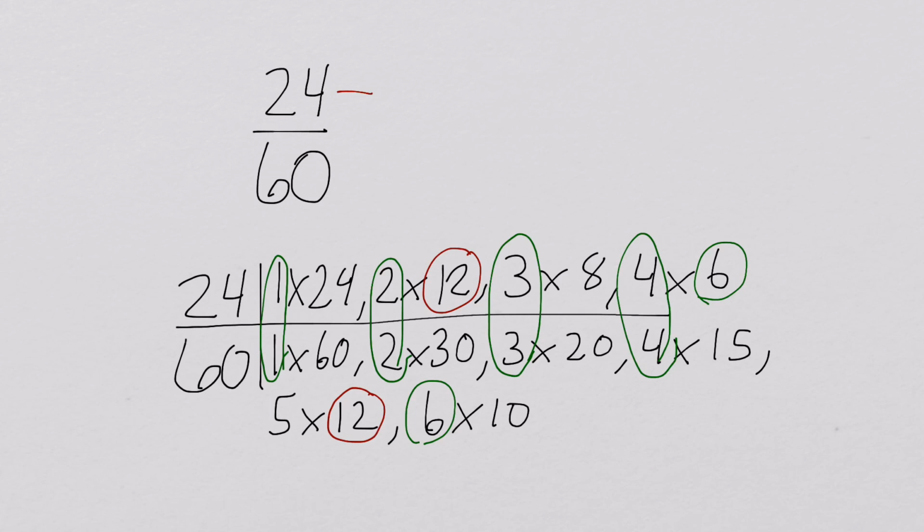So if we divide both numbers by 12, we can get our simplest form. 24 divided by 12 is 2, and 60 divided by 12 is 5. So the simplest form of 24/60ths is 2/5, which not only is easier to say, but it's easier to picture in our heads. And that is how you simplify fractions.